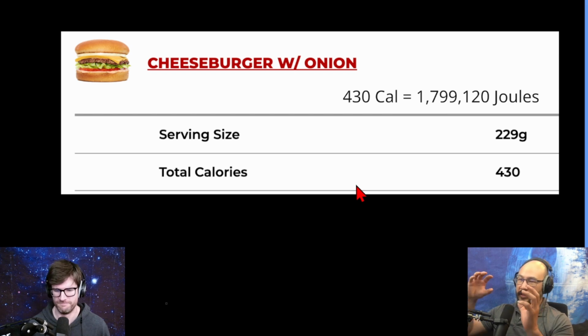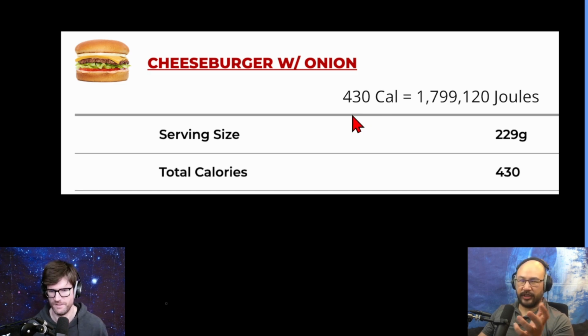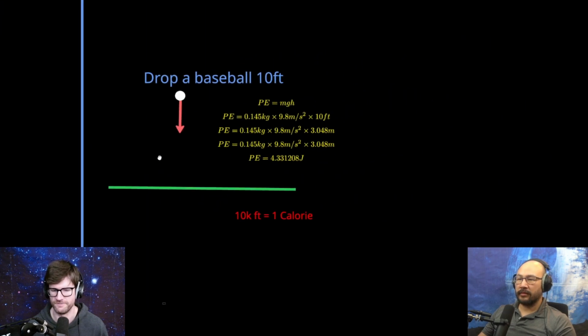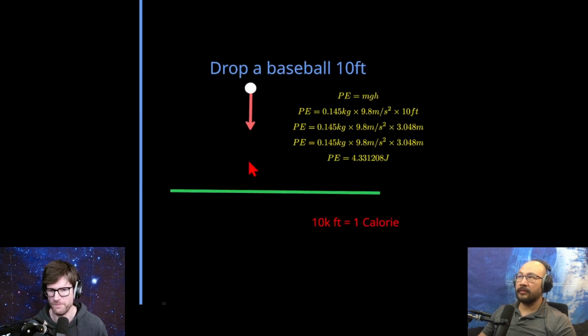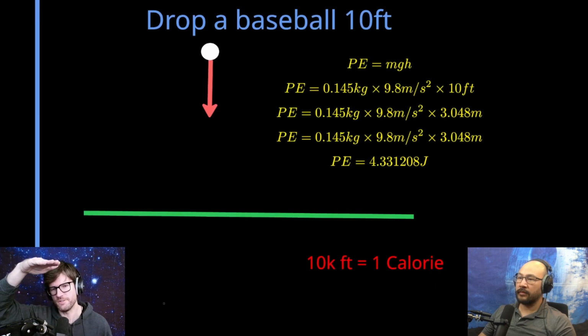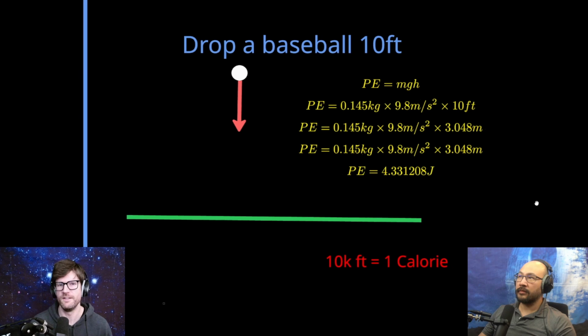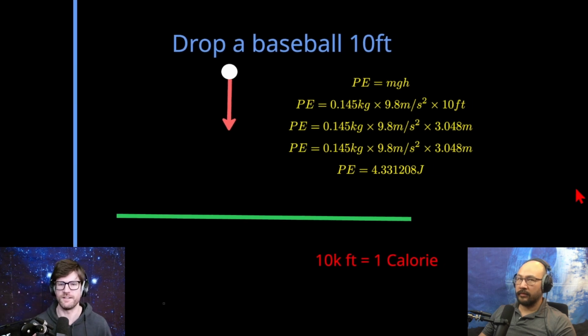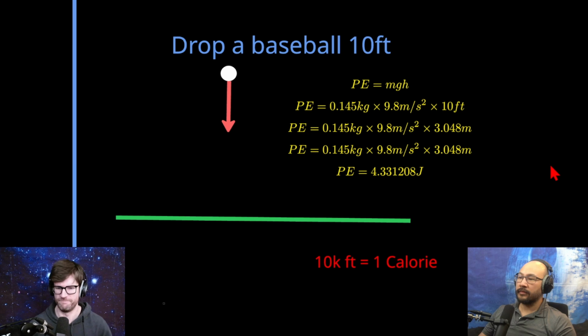So if I look at this specific cheeseburger with onion, I can understand that that's 430 Calories. But is there a different way to visualize that, so I can see what it looks like in the real world? So I compared that to a baseball falling 10 feet. Drop a baseball 10 feet, and the energy starts out as gravitational potential energy, and once it hits the ground, that potential energy is converted to kinetic energy. How much energy was transferred from potential to kinetic?